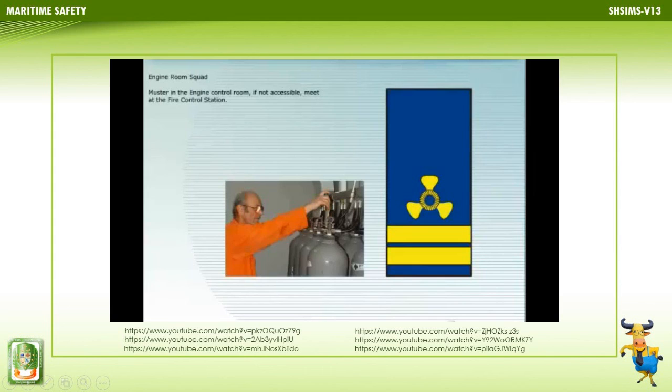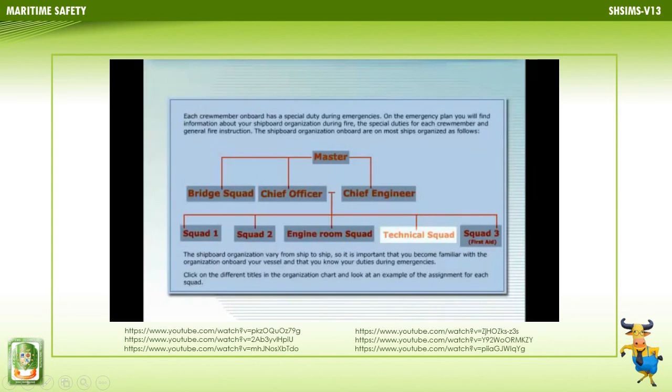Muster in the engine control room. If not accessible, meet at the fire control station. Report to the bridge when ready. Start fire pumps or other machinery as requested. At the sound of the halon or CO2 alarm, leave the engine room at once and report to the person in charge.